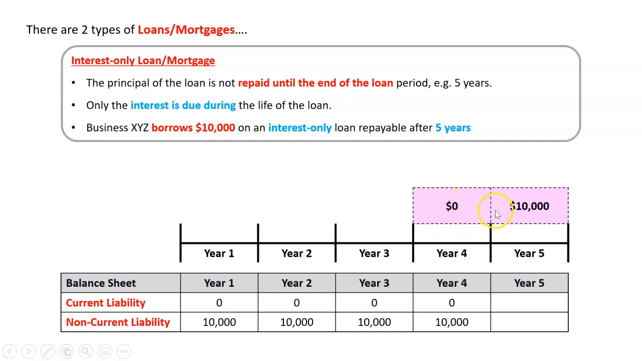When it actually changes is in that last year, because in the last year we're going to pay the full principal at the end of the loan. So it swaps. Now the $10,000 becomes current and we have none that are non-current. This is called an interest-only loan. Just look out for it. It's very, very rare in our course. I can't recall seeing it at all, actually, but it could come up. So just be aware of the two types of loans.